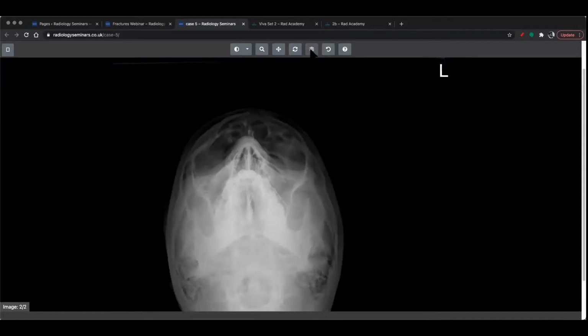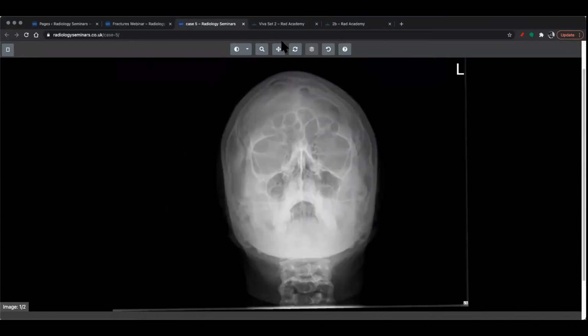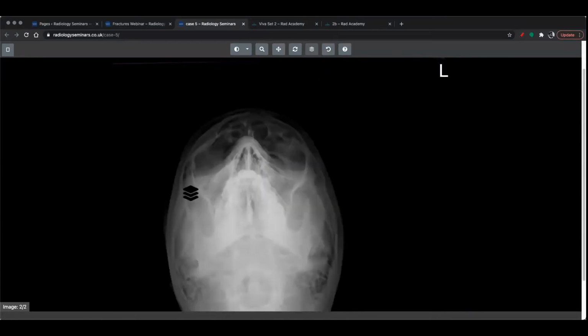Now, those of you that want to get to the oblique view, you can click on this mouse button over here, which is the scrolling button. You can scroll between the two. So I've scrolled to the other one, and this is an OM view, a slightly more angulated view. And look how obvious it is now. You can really see that line there, and it's just completely broken. I've exaggerated, but hopefully you can see that there is a fracture sitting there. So that is a zygomatic fracture.